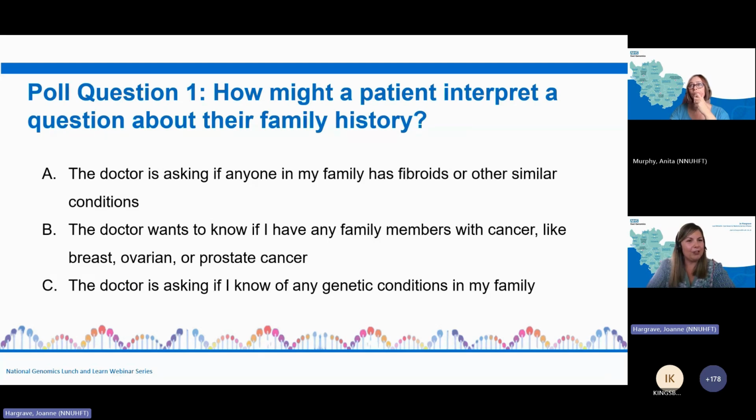So, poll question. I'm going to ask Ian to get this poll question up for us. How might a patient interpret the question about any relevant family history? So thinking about us as not professionals, a member of Joe Public is being asked about their relevant history. What do you think they may take from that? Is it A, the doctor is asking if anyone in my family has fibroids or other similar conditions? Is the doctor wanting to know if any family members have cancers like breast, ovarian, or prostate? Or is the doctor asking if there are any known genetic conditions in her family?